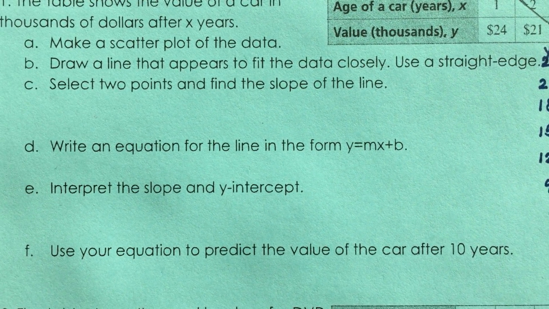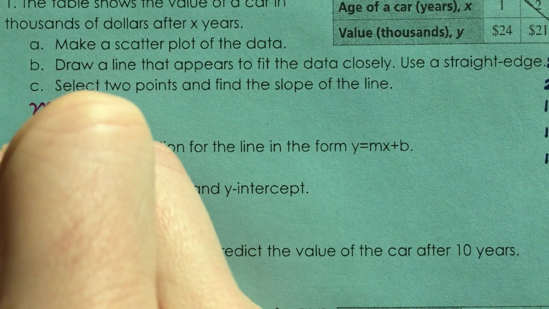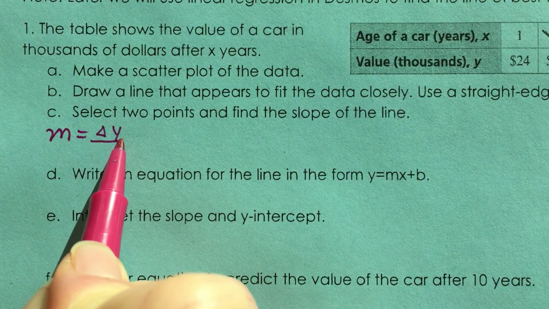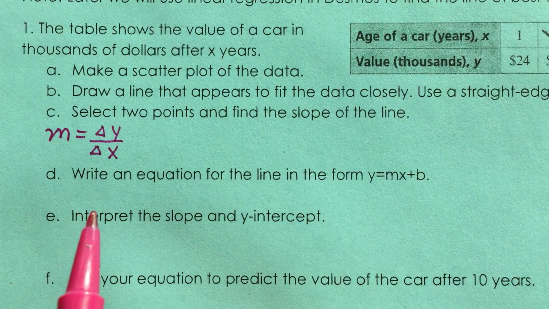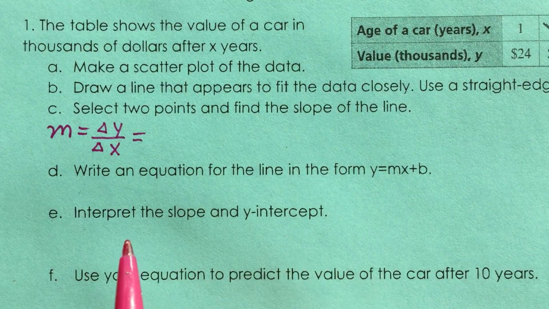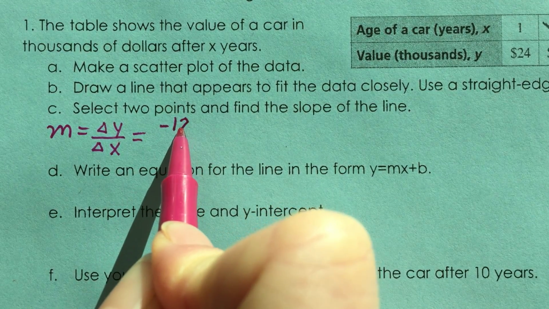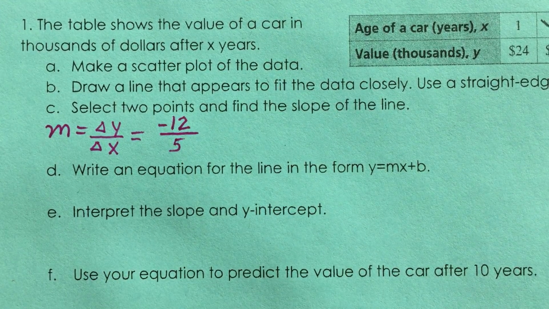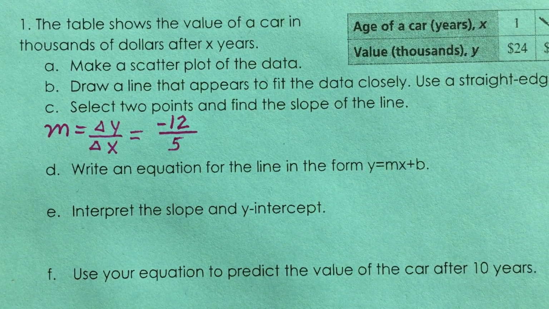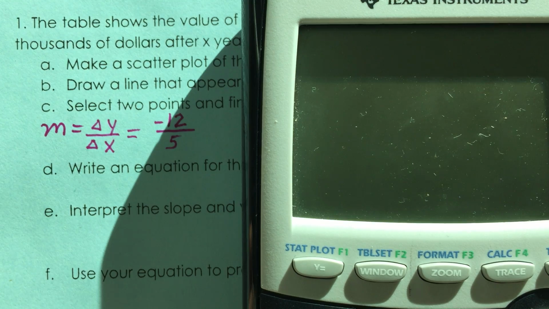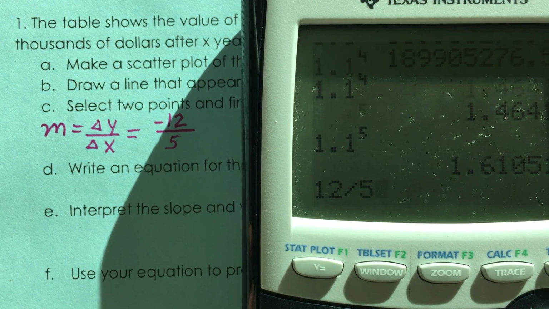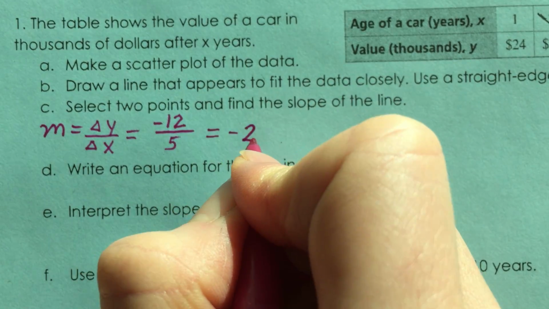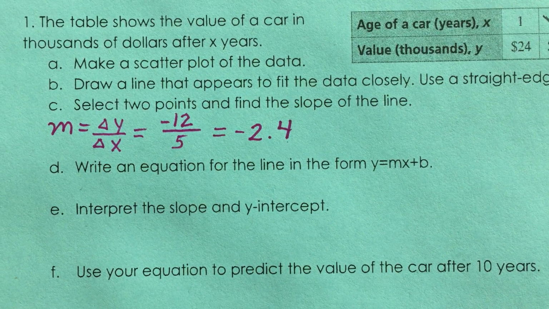So it says select 2 points and find the slope of the line. So slope is the change in the y over the change in the x. You might want to write out that little bitty formula. Those triangles are delta symbols that mean change. We found the change in the y was going down, negative 12, and the change in the x was going up, plus 5. If you'd like, you can make that into a decimal. Not required, but we have 12 over 5 is 2.4. So we found the slope is negative 2.4.